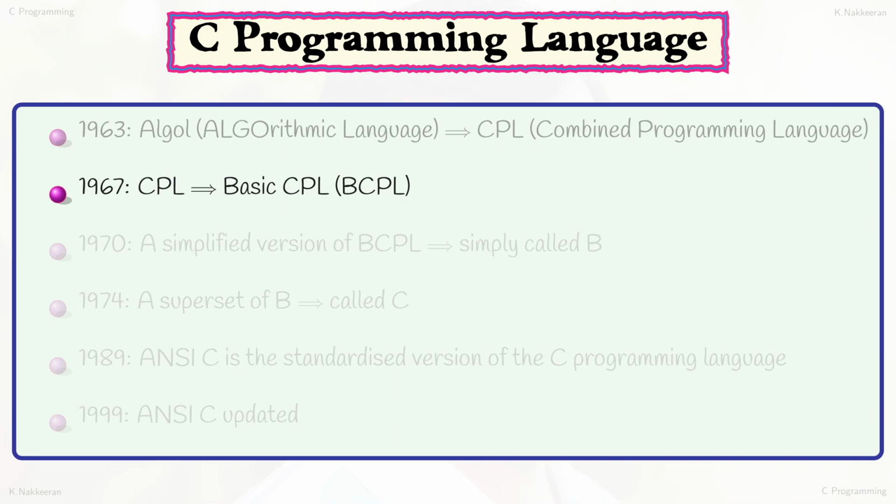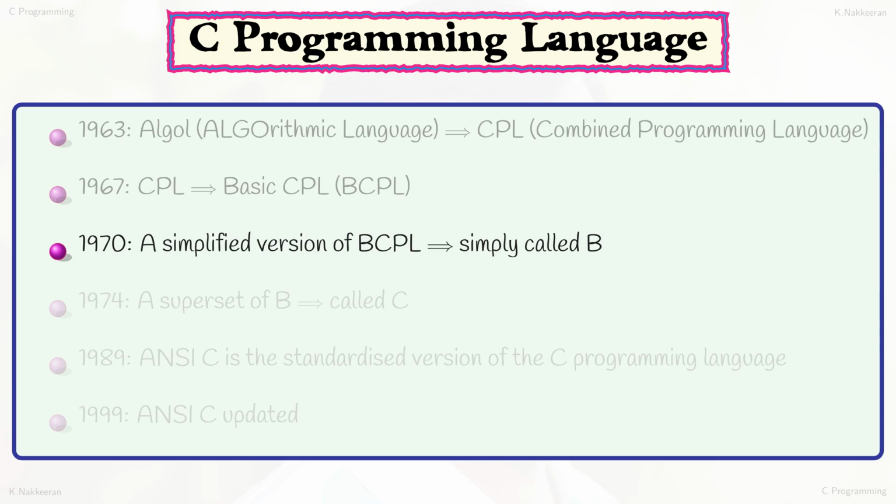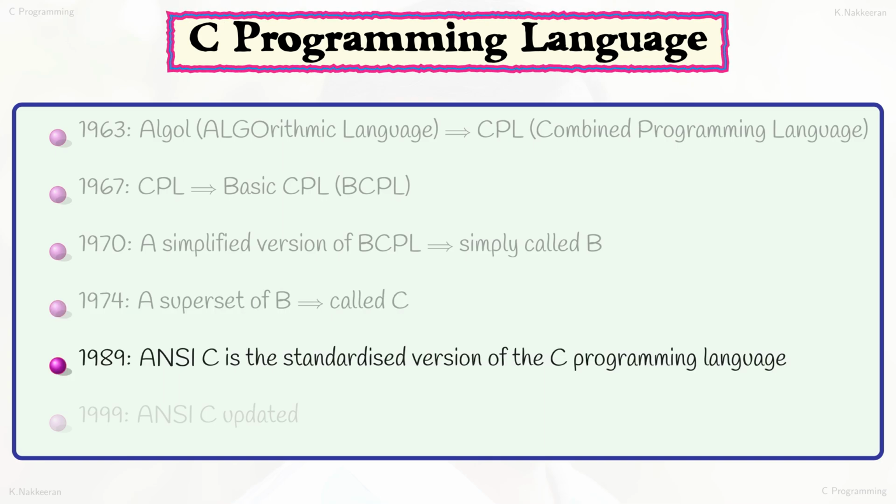In 1970, a simplified version of BCPL, simply called B, was constructed by Ken Thompson at Bell Labs for the first Unix system. In 1974, a superset of B, called C, was constructed by Dennis Ritchie, also at Bell Labs. ANSI C is the version of the C programming language standardized in 1989, in both the United States through the American National Standards Institute, ANSI, and around the world through the International Standards Organization, ISO.